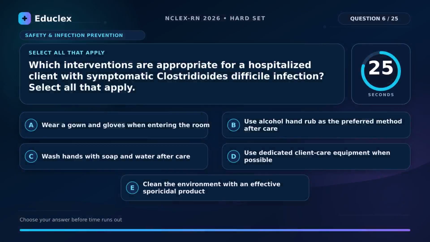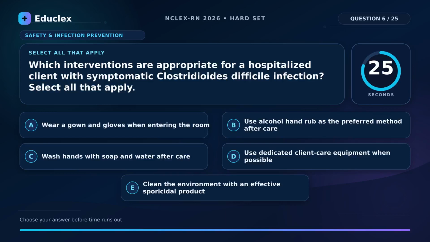Question 6. Which interventions are appropriate for a hospitalized client with symptomatic Clostridioides difficile infection? Select all that apply. Here are the options. Option A. Wear a gown and gloves when entering the room. Option B. Use alcohol hand rub as the preferred method after care.